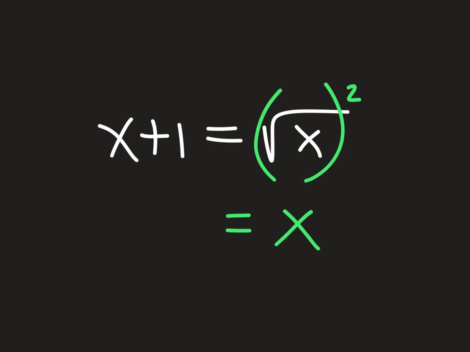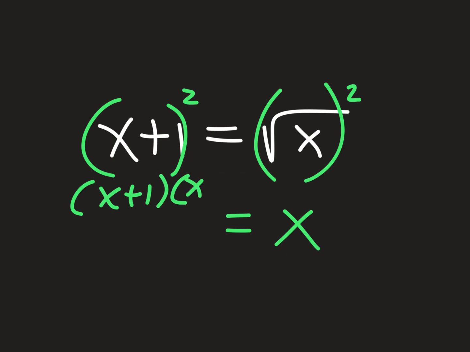But how do I square this? Do I just square the x and square the 1? What you really do is you square it like that. All right. So now you remember that that means x plus 1 times x plus 1, right? And that means x squared plus 2x plus 1.